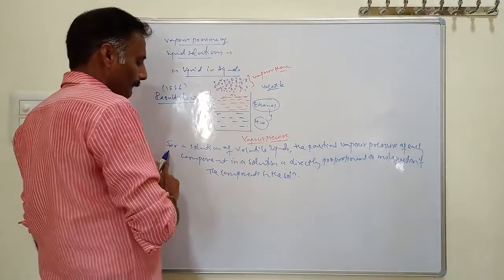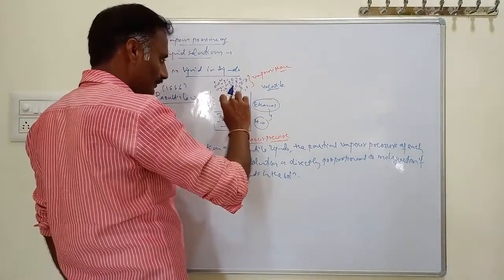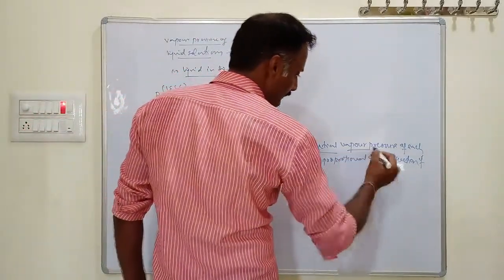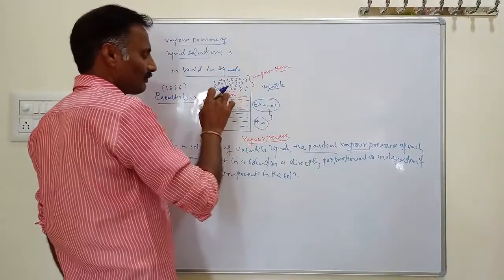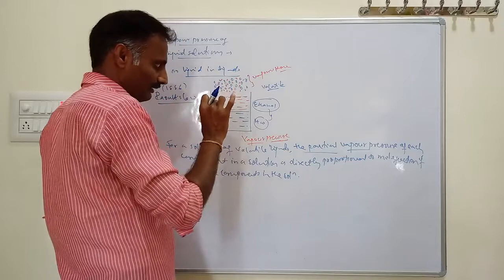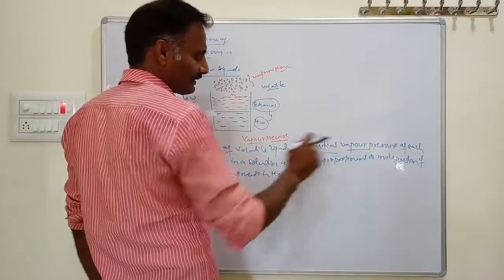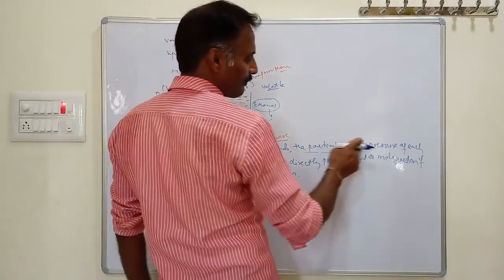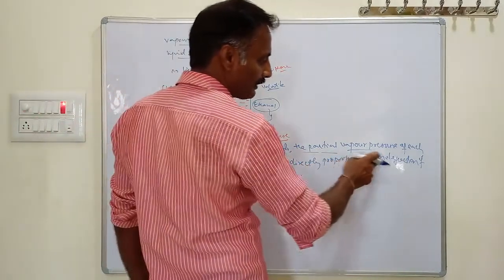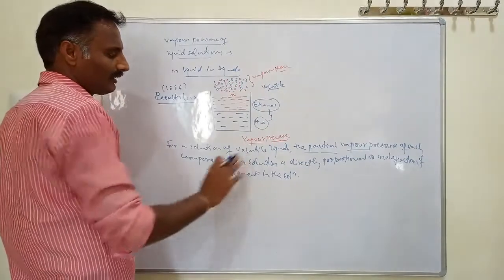Raoult's law states that for a solution of volatile liquids, both being volatile liquids, the partial vapor pressure, nothing but the pressure exerted by the individual component, is called partial vapor pressure. That's why the partial vapor pressure of each component in a solution is directly proportional to the mole fraction of the component in the solution. This is called Raoult's law.